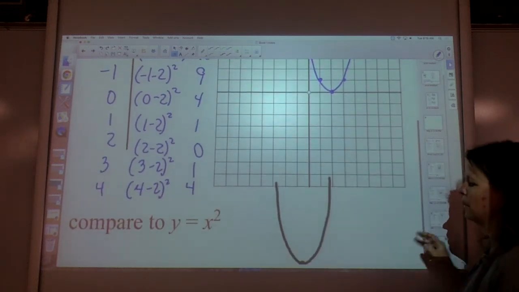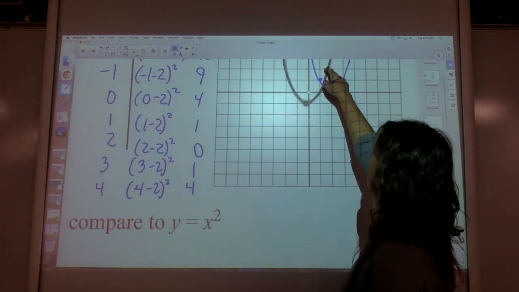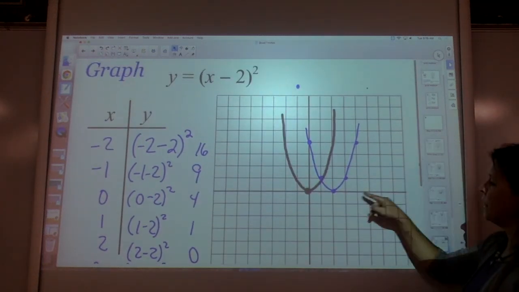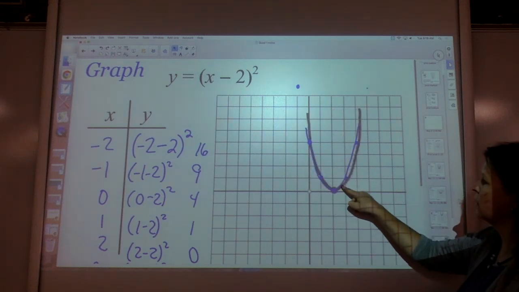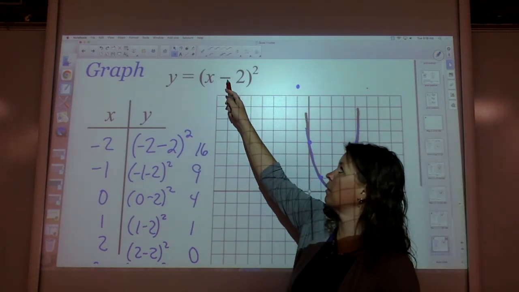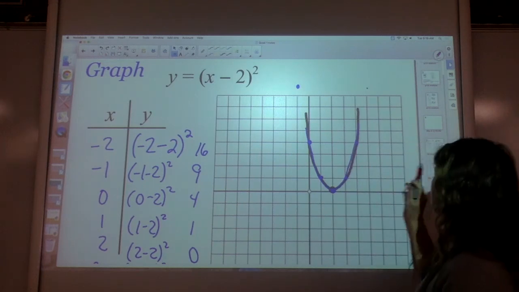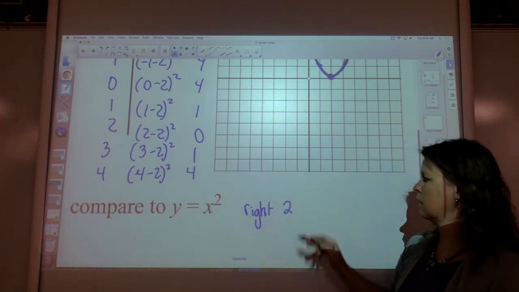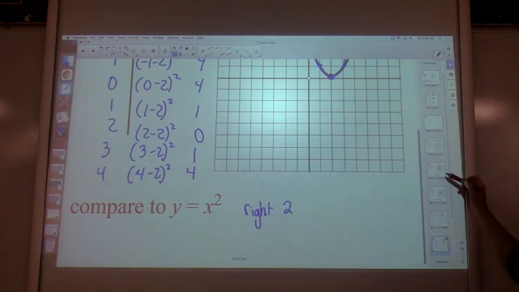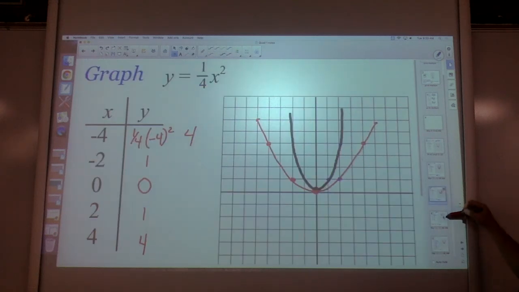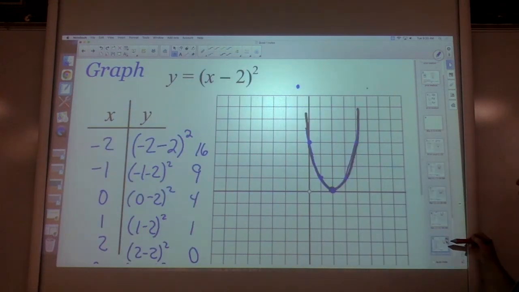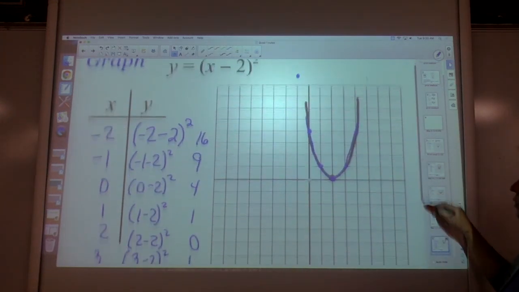So what happened if we compare this one to y equals x squared? This was y equals x squared. Y equals x minus 2, believe it or not, it moves 2 spaces to the right instead of to the left. You're thinking that's a minus and it should move left, but it does just the opposite. It's going to move right 2 spaces. When we did the plus 5, where was that? It went up 5, just like you said, plus 5. But now we're doing the minus 2, and it actually went to the right 2 spaces.